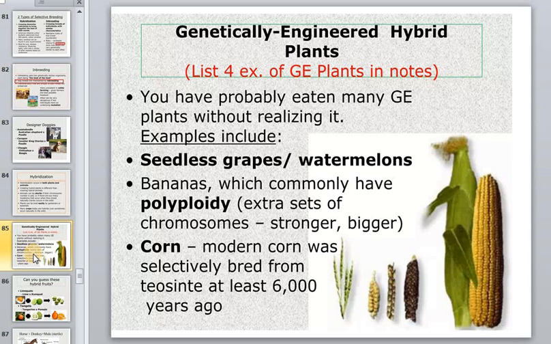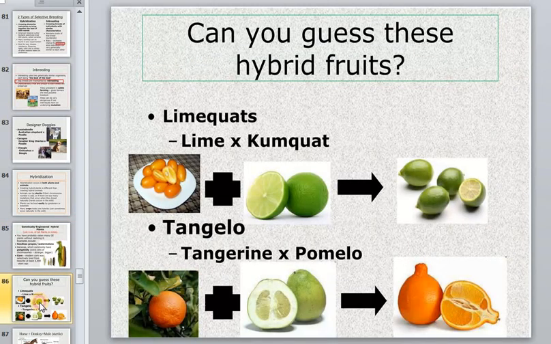But here we see genetically engineered hybrid plants. For example, you have probably eaten many of these hybrid plants without realizing it. It's very popular: modern corn was selectively bred from a wild plant at least 6,000 years ago. And this is very sweet, of course. And for example, some fruits here, I don't even know the names of these fruits. I don't know these hybrid fruits at all.